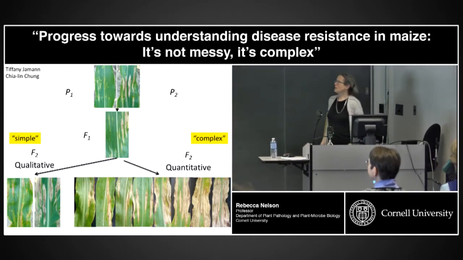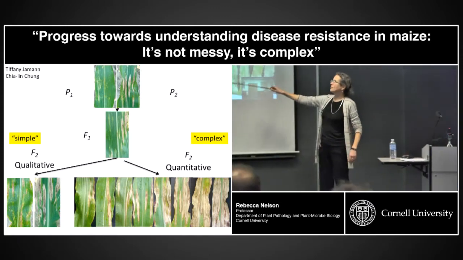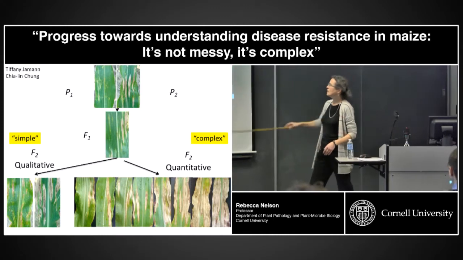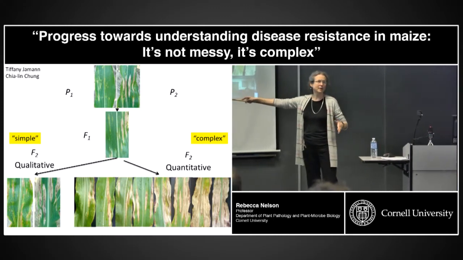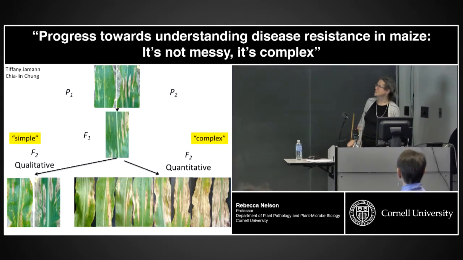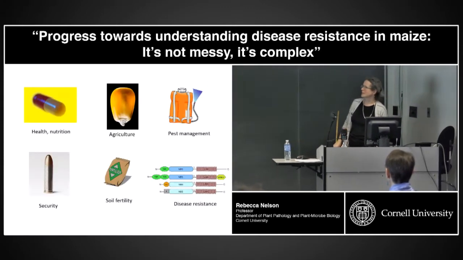So there's a lot of nomenclature for this dichotomy, which is somewhat of a false dichotomy, but you know, simple resistance, simple inheritance, and complex resistance. And if you'll indulge me, I'll just philosophize about simplicity and complexity for a couple of slides.